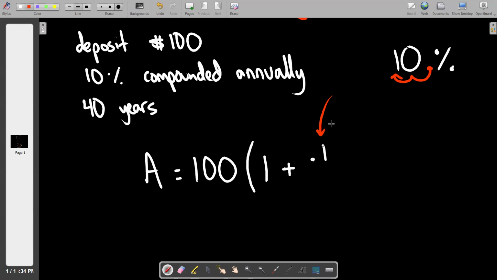And so since the interest is compounding annually, that means it happens 1 time per year.